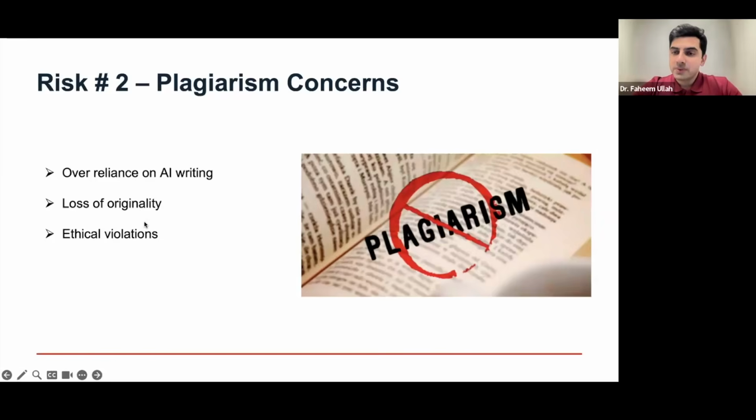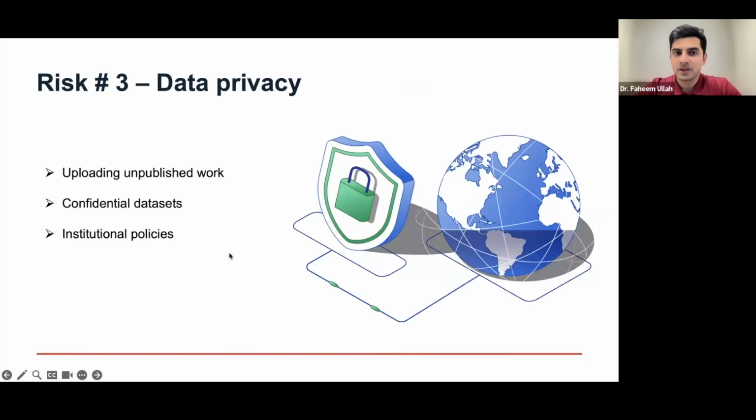Okay, the second one, which is very common for research, is the plagiarism concern. So, for example, if I have written my introduction section or my abstract of my paper using ChatGPT, I put it in the paper and it gets flagged as plagiarized content, right? So what would I do? There we get in trouble. This is another risk that we have at hand when we are using AI tools.